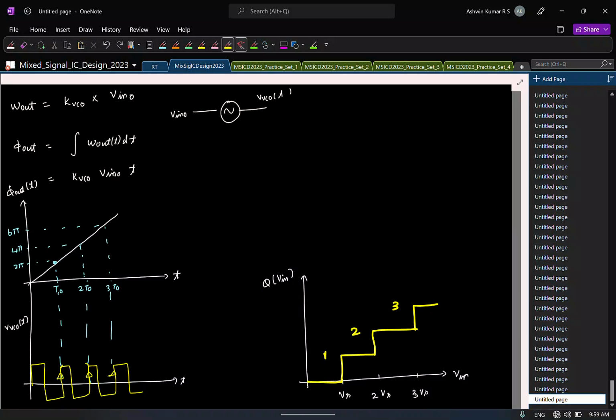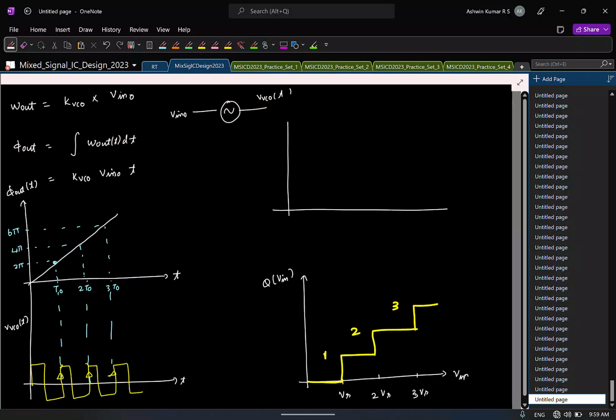So similarly for a phase quantizer, what should I do? For a voltage quantizer, I take the voltage and compare with a bunch of voltage references. For a phase quantizer, phase references. So now the only thing is, how should I choose my phase reference? This is my incoming phase. This is the quantized phase. So I have to choose some reference phases like this.